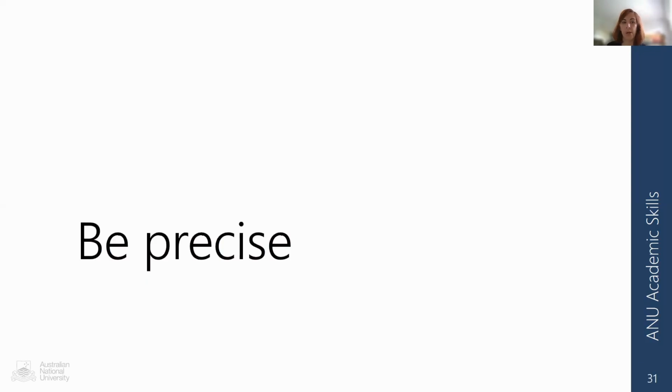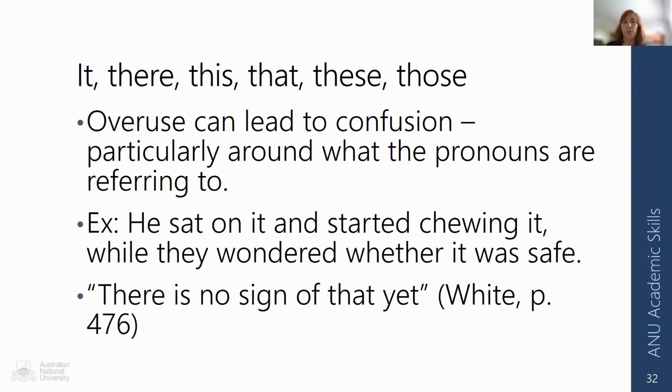Okay, and then we want to think about using really precise language, word choice. These types of pronouns, it, there, this, that, these, those, they're overused and they can be really confusing. So you want to be clear and use concrete nouns along with these vague pronouns, or instead of these vague pronouns, to keep being precise and keep clarifying what you mean.